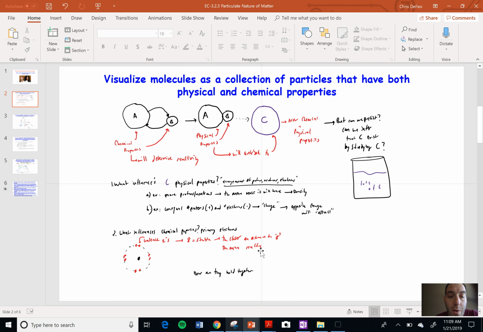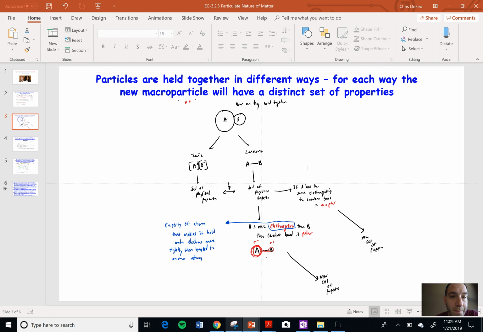So how are they held together? Well, let's look at that. Particles are held together in different ways, and for each way, the new macroparticle will have a distinct set of properties. So recall, our particle C is really just a combination of A and B. But we have to ask ourselves, how are they held together? We know that there are ionic bonds, and we also know that there are covalent bonds. We draw them differently because they are held together differently.